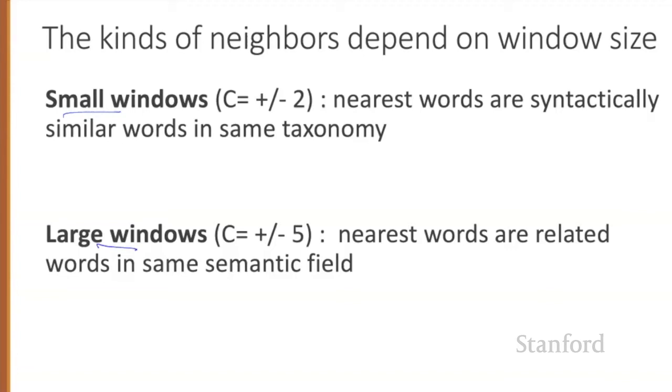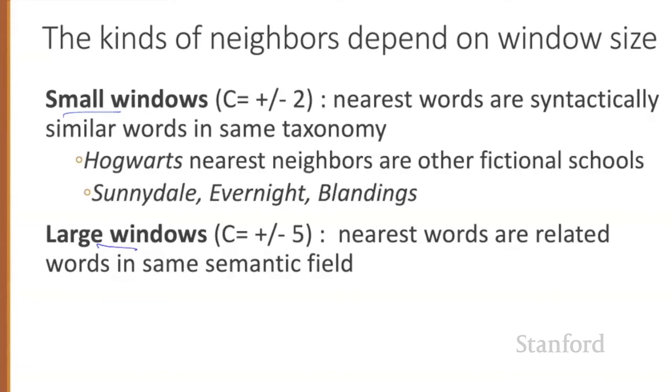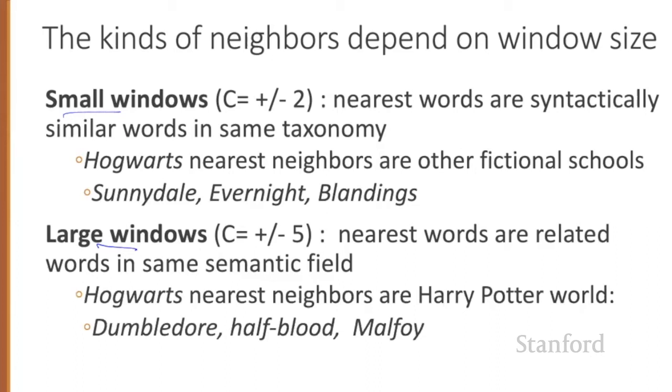For example, using skipgram with a window of plus or minus 2, the most similar words to the word Hogwarts from the Harry Potter series are names of other fictional schools. But with a window of plus or minus 5, the most similar words to Hogwarts were other words topically related to the Harry Potter series, like Dumbledore and Half-Blood.